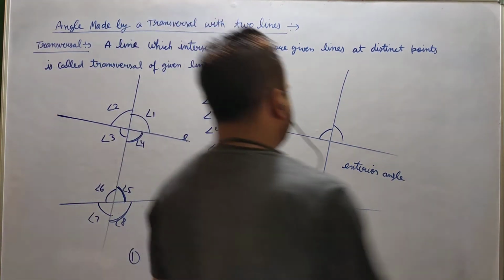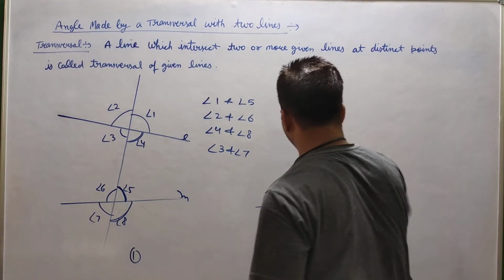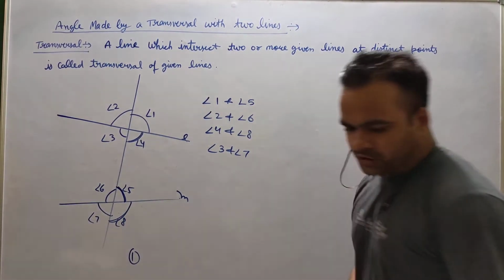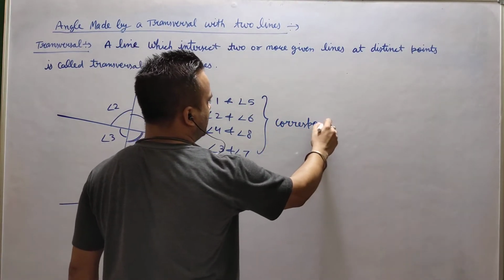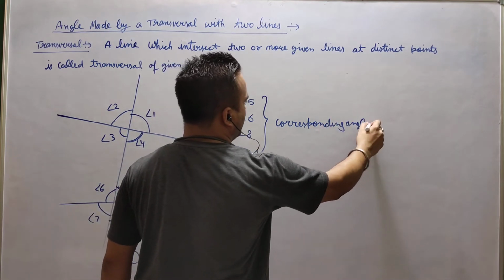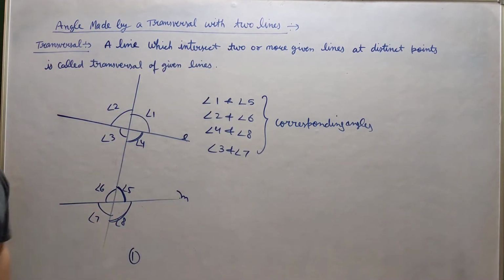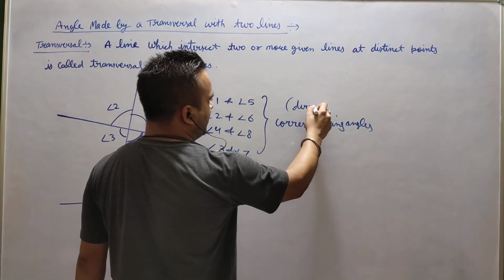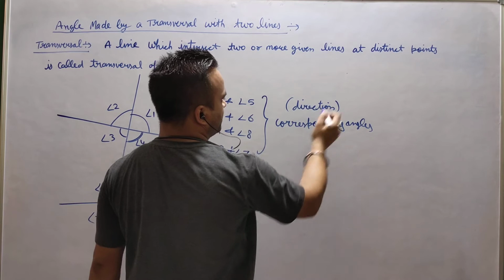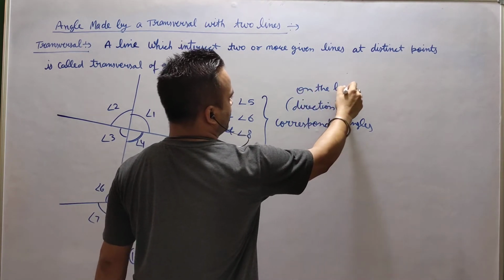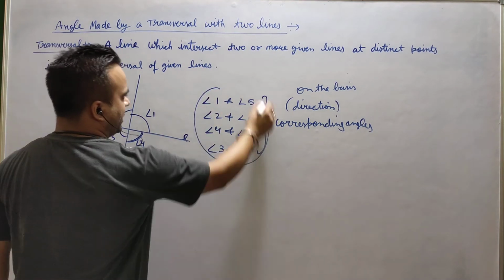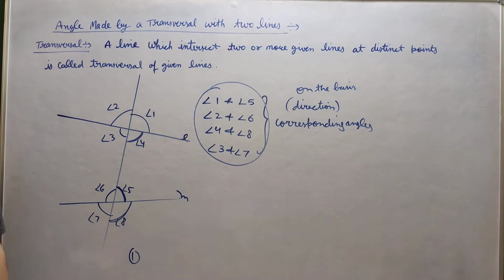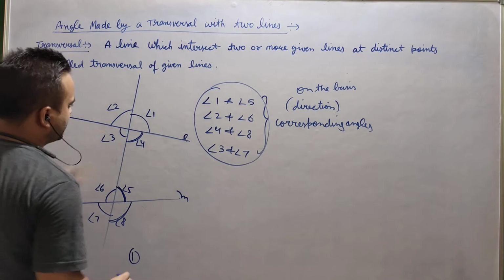So what do we call these types of groups, what is the name? The name for these groups is corresponding angles. These groups are called corresponding angles, where we are seeing the directions. I am just writing for a rough idea so that you can understand directions. On the basis of directions, we have decided 4 pairs which are behaving like corresponding angles. Now I am coming to the next point.